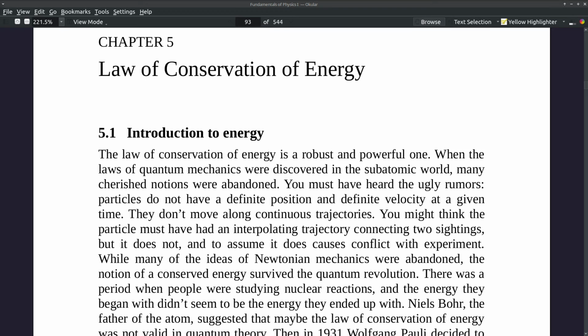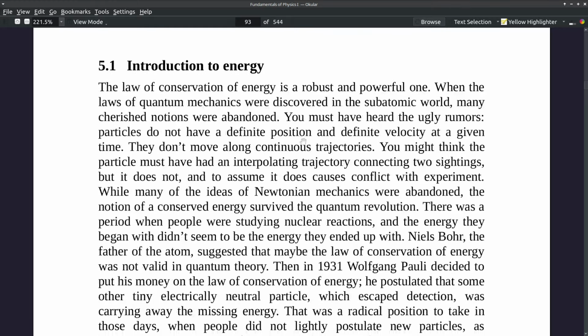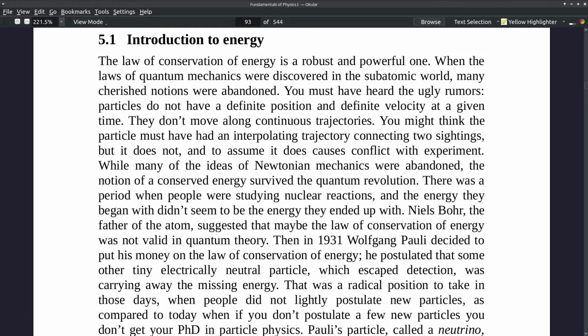Yeah. For the conservation of energy. Okay. All right. Here we go. We're at Chapter 5, the Law of Conservation of Energy. 5.1, Introduction to Energy. The law of conservation of energy is a robust and powerful one. When the laws of quantum mechanics were discovered in the subatomic world, many cherished notions were abandoned. You must have heard the ugly rumors. Particles do not have a definite position and definite velocity at a given time. Unfounded rumors. Sorry. They don't move along continuous trajectories. You might think the particle must have had an interpolating trajectory connecting two sightings, but it does not.